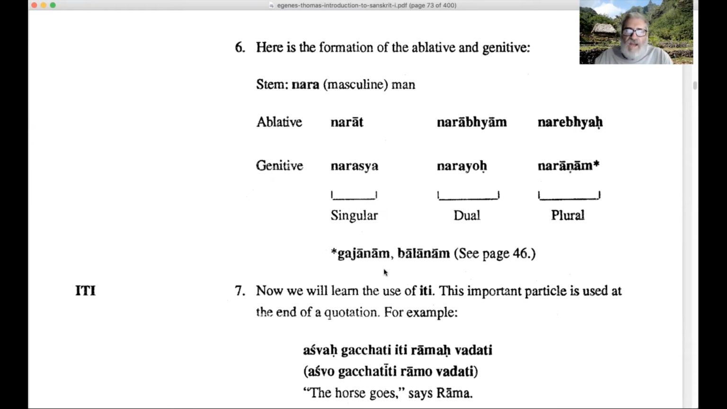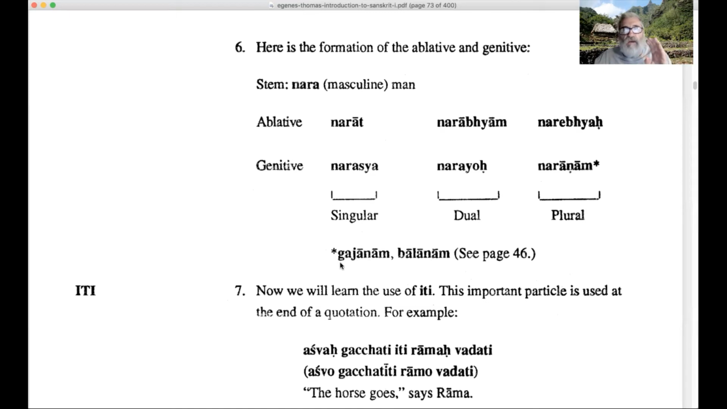Whereas in Gajanam and Balanam, the same ending is added. Anam is the plural genitive ending, but it doesn't change the N from a dental N to a cerebral N. They stay the same because prior to that in the word there is no vocalic R, re or ree, and no Rafa, no consonant R. Okay, so that's just an aside.